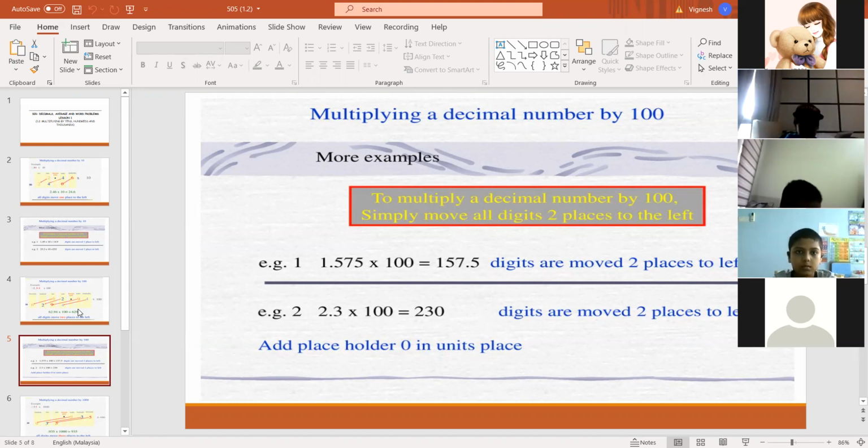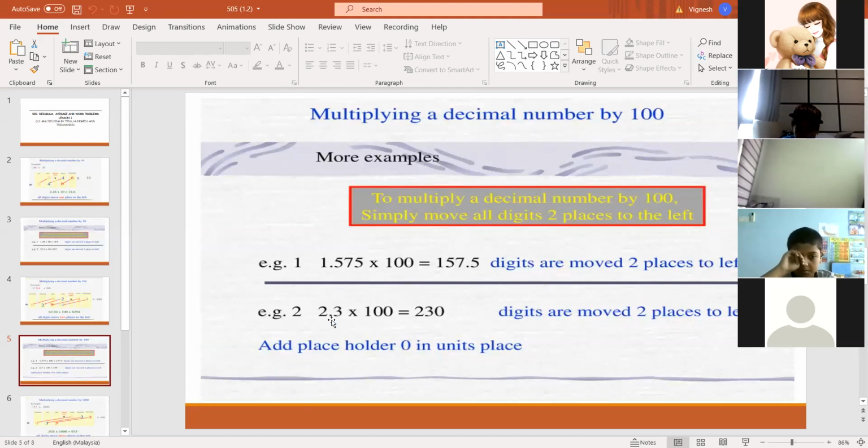Okay, so for example, number 1 here is the same, multiplied by 100. So you are moving 2 decimal places to your right. So your answer is 157.5, because you are moving. That means your decimal point is also moving along with you, class. Don't just leave the decimal there and then put one more decimal here. No, wait. Because you are moving the decimal along with you. So 2 decimal places to your right means you have to move the decimal point to your right.